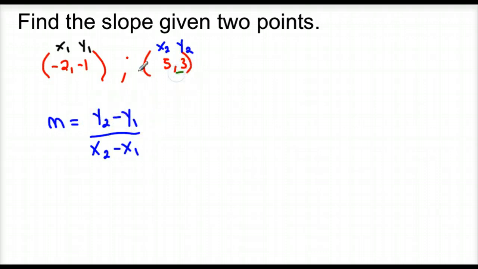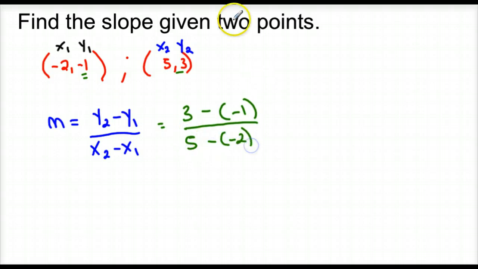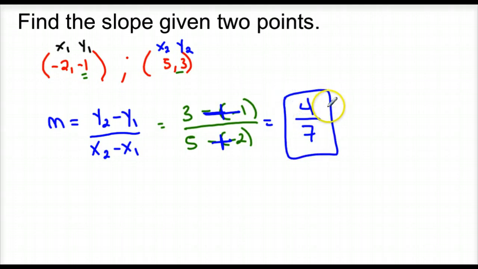Okay, so y sub 2 minus y sub 1, so here I have 3 minus negative 1 over 5 minus negative 2. 3 minus negative 1 is the same thing as saying 3 plus 1. We get 4 over 5 minus negative 2, which is the same thing as saying 5 plus 2. 5 plus 2 is 7, so my slope is 4/7.